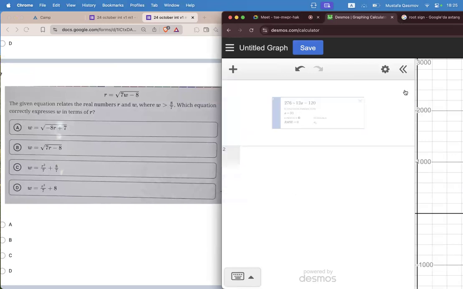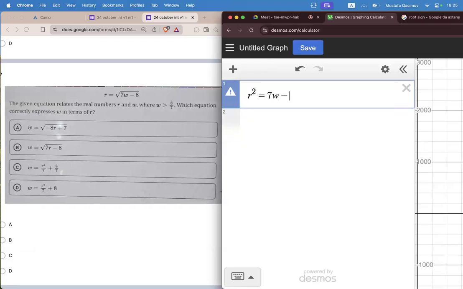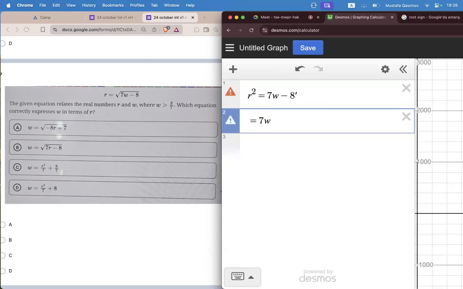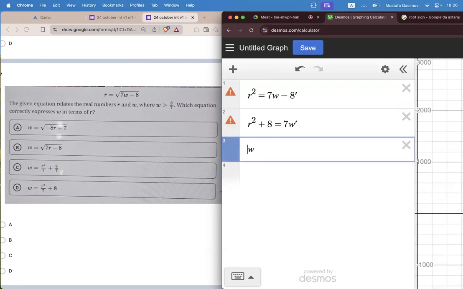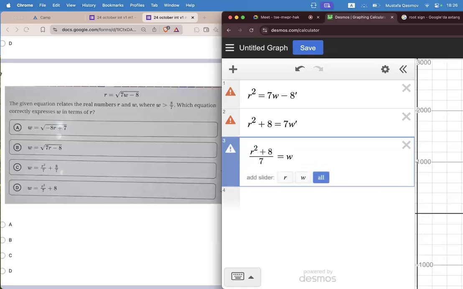This question, because we have a square root, we have to raise it to the square. R squared is equal to 7W minus 8. 7W is equal to R squared plus 8. And W is equal to R squared plus 8 over 7. So which one is this one? R squared plus 8 over 7. It is C, right? Answer is C here.